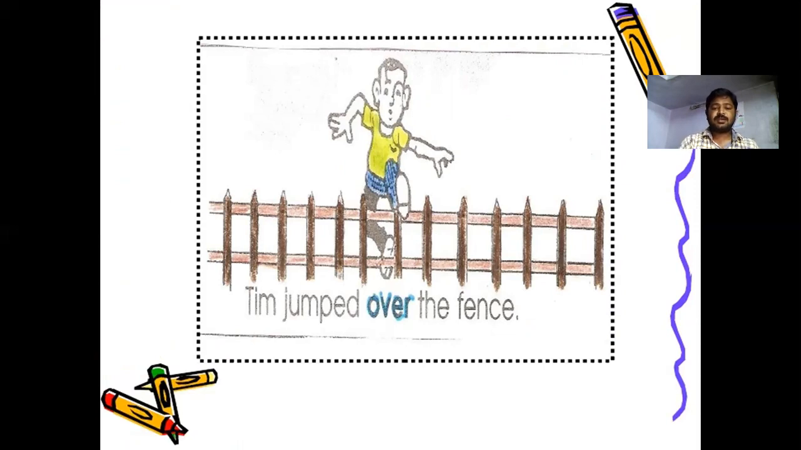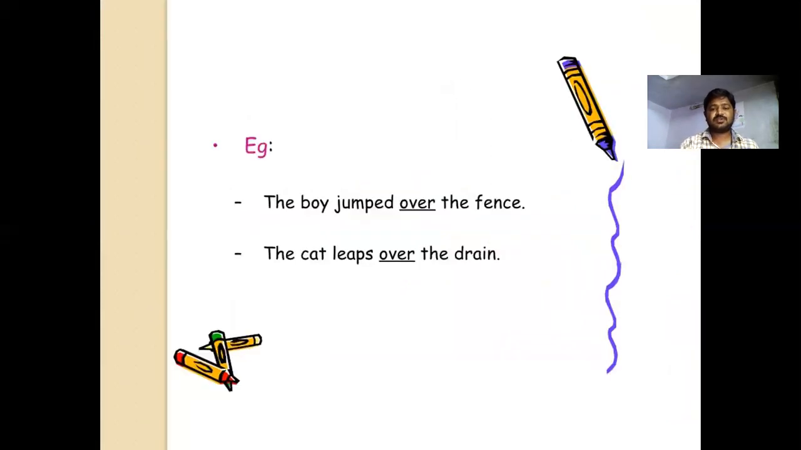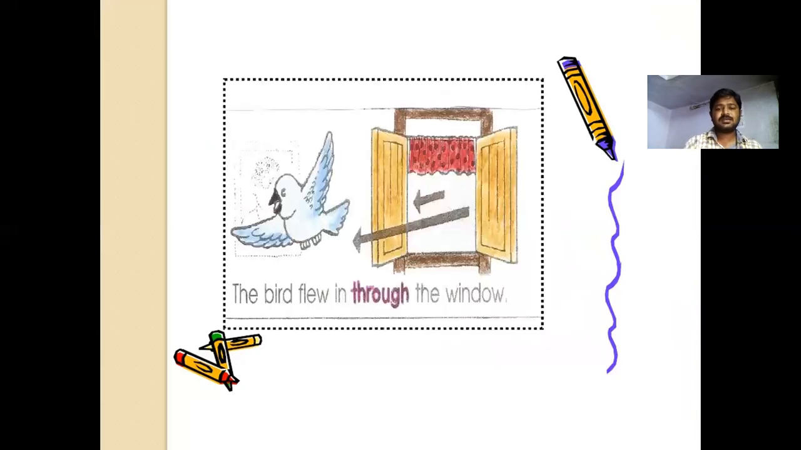Tim jumped over the fence. Over is used here as a preposition. For example, we can see that the boy jumped over the fence. The cat leaps over the drain. The cat jumped over the wall. All these are examples.